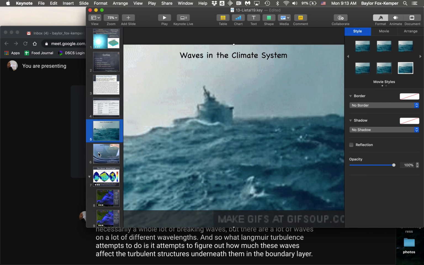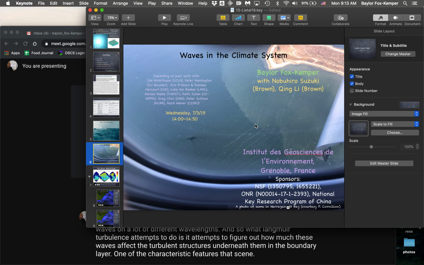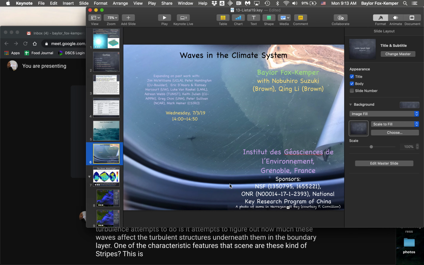One of the characteristic features that's seen are these kind of stripes. This is actually in Narragansett Bay.